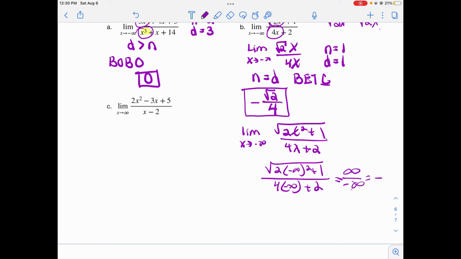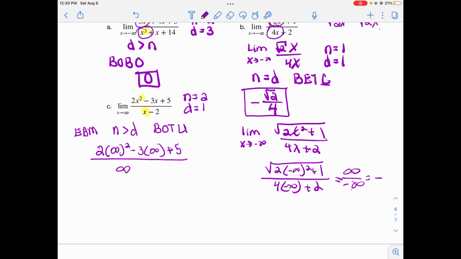All right, let's try one more here. The limit as x goes to infinity of this function. The first thing I noticed is that the numerator's degree is 2 and the denominator's degree is 1. So the numerator is greater than the denominator, and bigger on top means the limit is undefined using the end behavior model. I know I'm going to have either infinity or negative infinity. To figure out which one, I'm going straight to substituting infinity into the original problem and seeing if I get a positive or a negative answer.